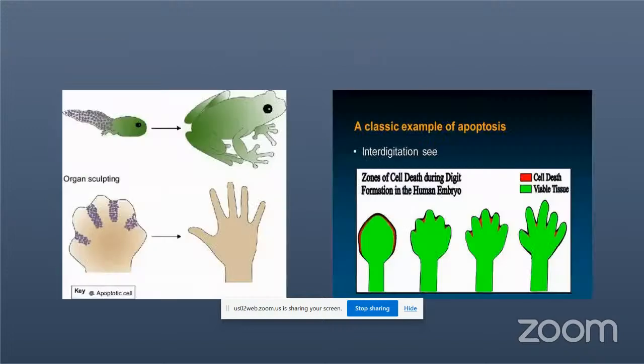These pictures show that the separation of webbed fingers is a classic example of apoptosis, that is, cell death during digit formation in the human embryo. In the picture, the red region is cell death in the visible tissues.